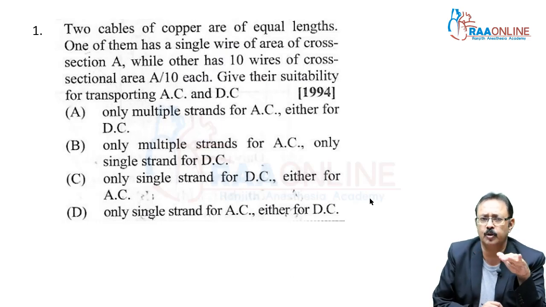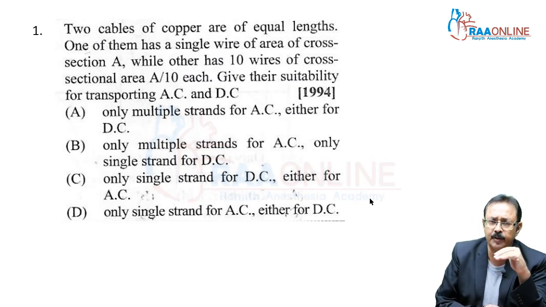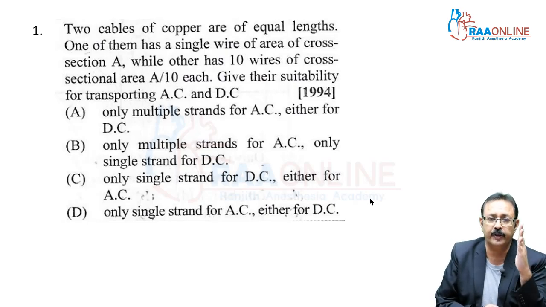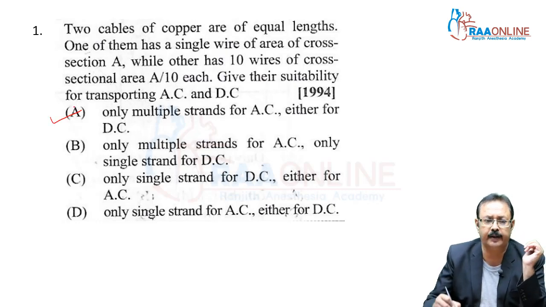For DC, there is no problem. It is uniformly distributed. So for DC, you can use 10 or you can use 1, no tension. But for AC, we will prefer multiple strands. So we are going with option A.